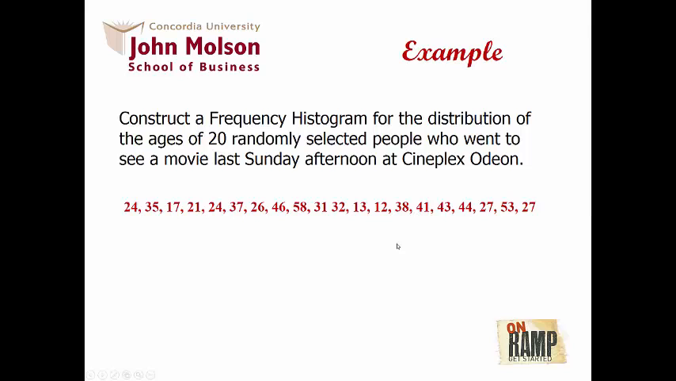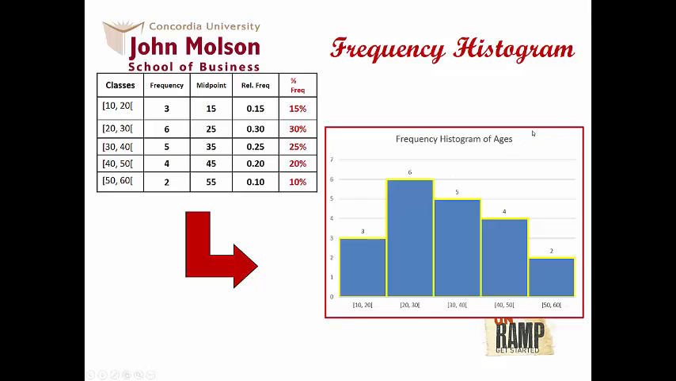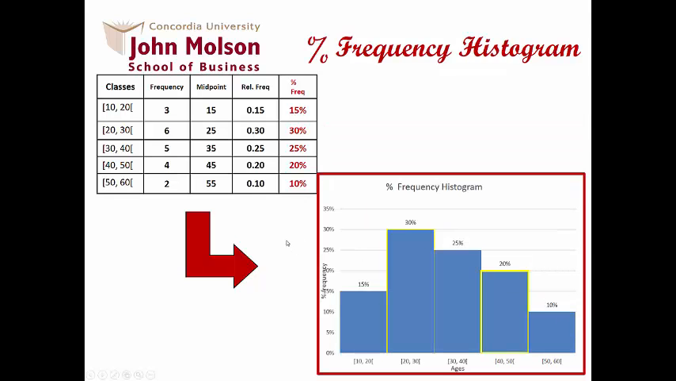So let us construct the frequency histogram for distribution of age of these 20 randomly selected people who went to see a movie last Sunday afternoon. I have already defined my frequency table, so I'll do a frequency histogram. So I will use my classes and my frequency, and we'll have something like that. You note there is no overlap and there's no gap, and I have identified on each one the frequency. I can also build the frequency based on percentage. So here, instead of having the frequency, I have the percentage.